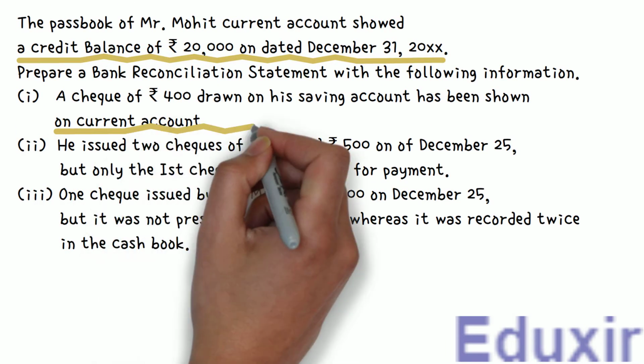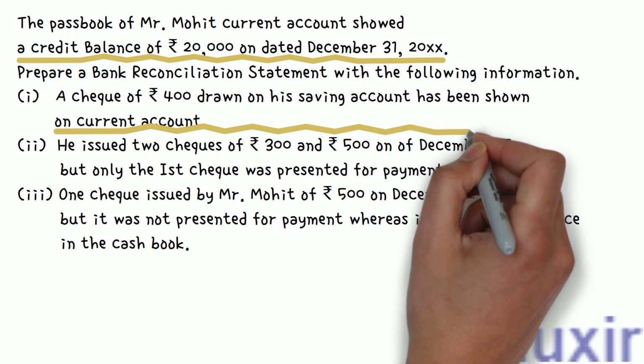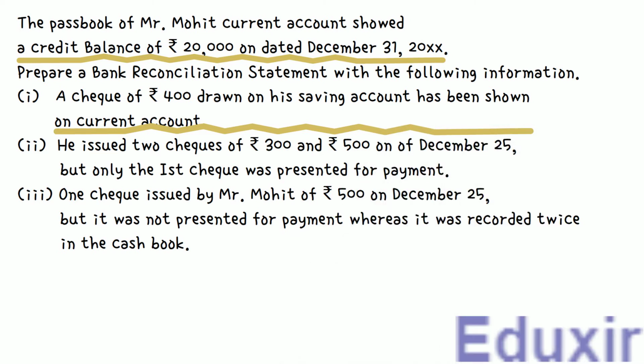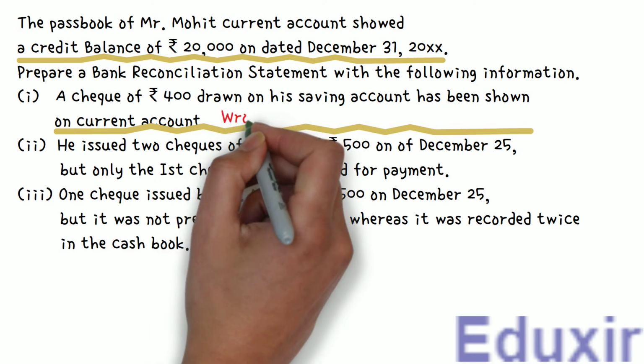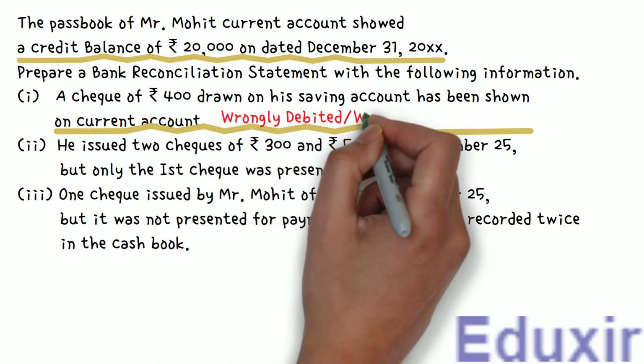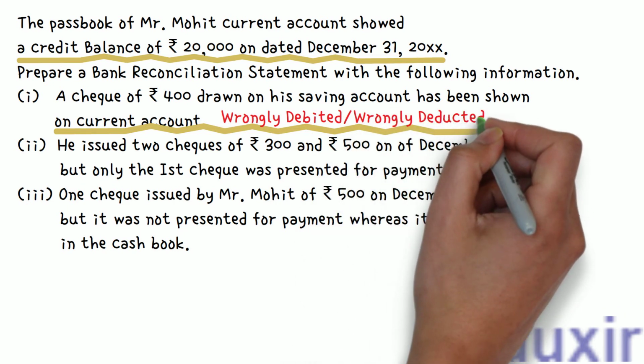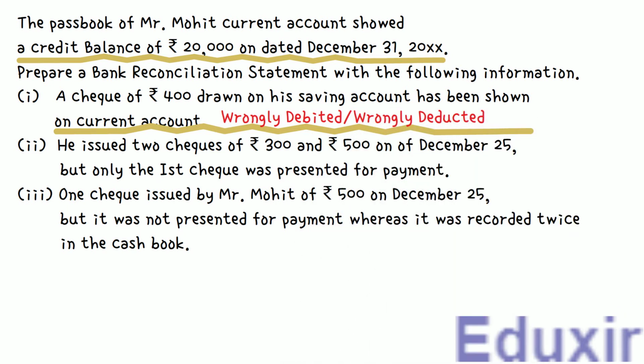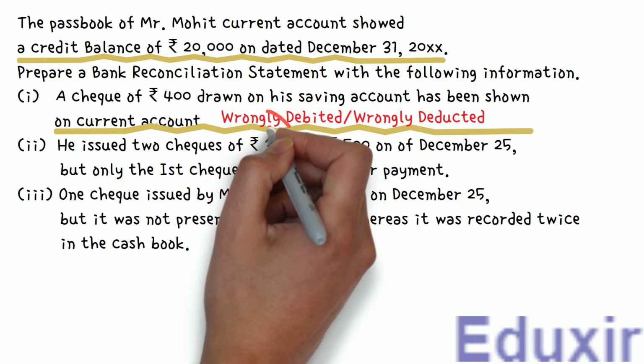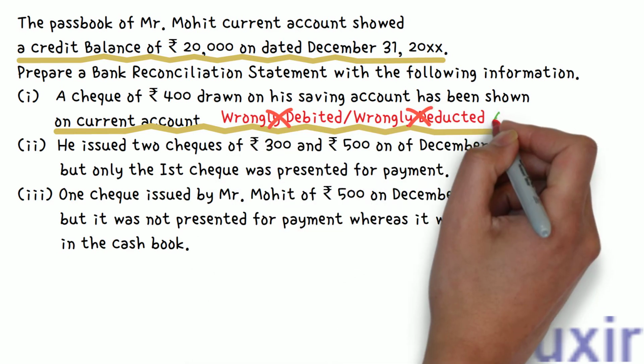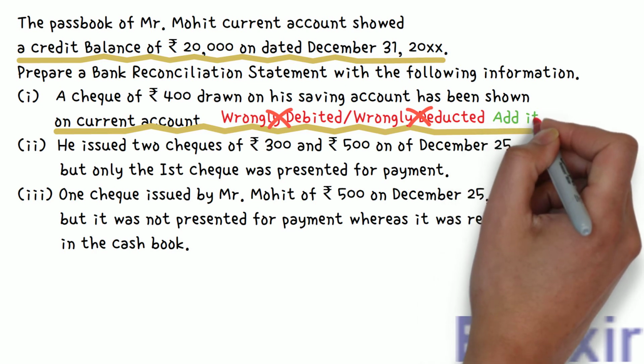Here it is given that a check drawn on his savings account has been shown on his current account. So the check was drawn on his savings account. So this is personal drawing and not business related drawing. So there won't be any entry in Mr. Mohit's business cash book. However, due to the error committed by the bank, this was wrongly debited in business current account passbook. So there will be difference between the bank passbook balance and Mr. Mohit's business cash book balance. So we need to add this amount to the passbook balance to get the cash book balance.